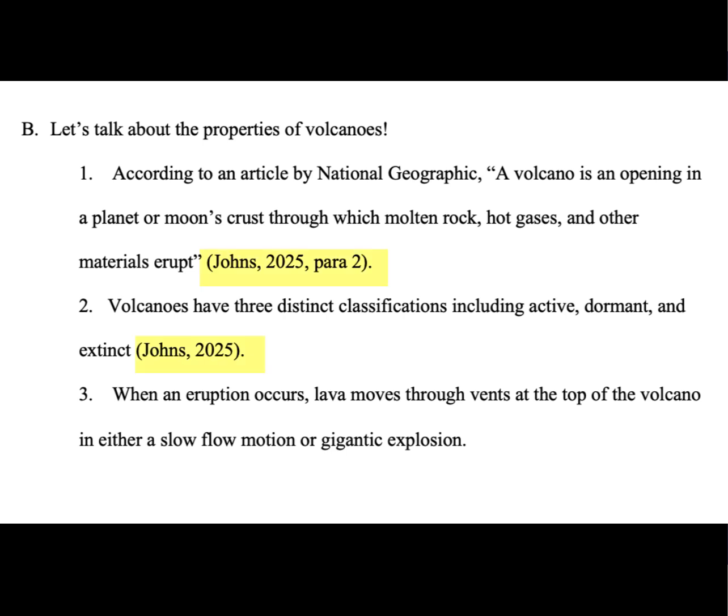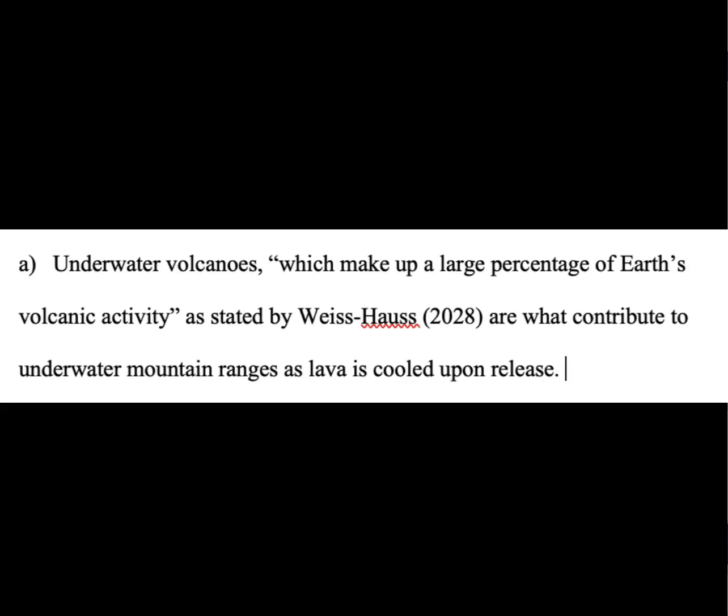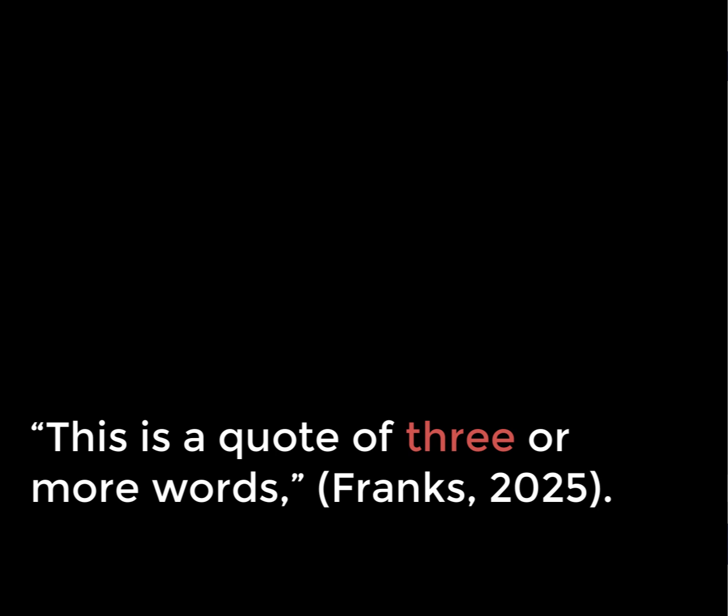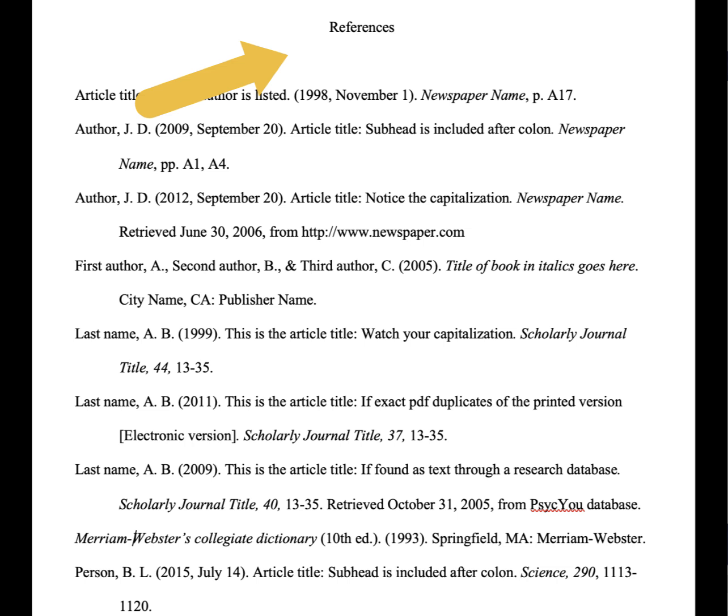Outlines should include in-text or parenthetical citations for all outside or academic sources brought into the speech. Whether from National Geographic or direct quotes from a practitioner you interviewed, you'll need to show where this information was obtained. Use quotation marks for all and any quotes or phrases of 3 or more words to avoid plagiarism, followed by an in-text citation with all other necessary accompanying information.